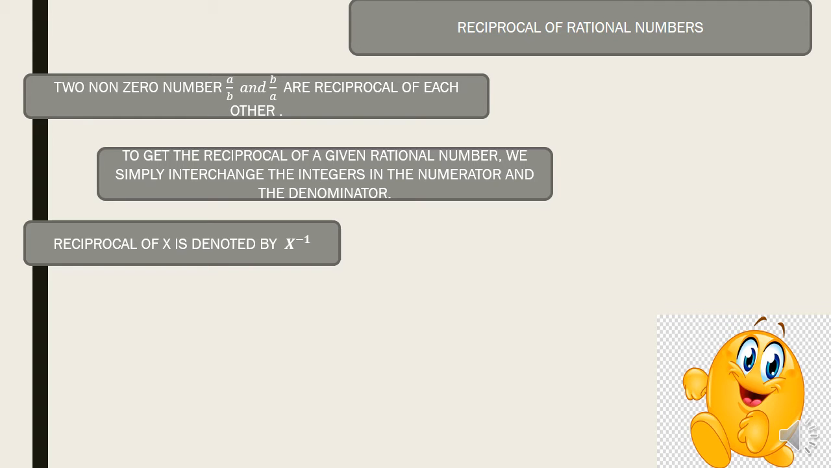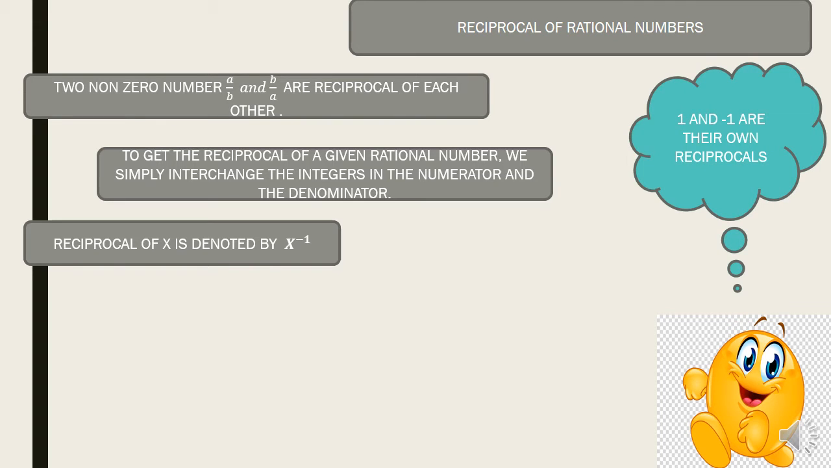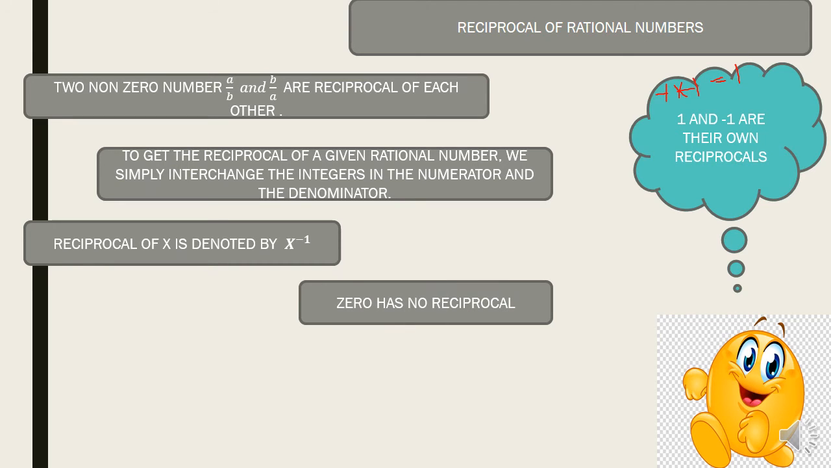Now students, kindly note that 1 and minus 1 are their own reciprocals because whenever you multiply 1 with 1, you'll get 1, and whenever you multiply minus 1 with minus 1, you will get 1 itself. Hence, 1 and minus 1 are their own reciprocals. 0 has no reciprocal because there is no number which when multiplied to 0 gives us 1.